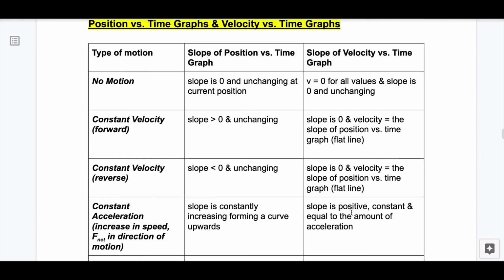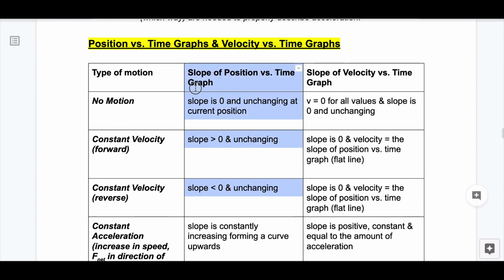So position versus time graphs. And we're going to look at just this column right now. On a position versus time graph, no motion would be a slope of 0. That's a horizontal line. Constant velocity would be a slope greater than 0 and unchanging, meaning the slope's not changing. And a constant velocity going the other direction would be a slope less than 0 and unchanging. If I had a curve of some sort or something that's not a line, then it's showing that there's not constant velocity. We're going to get into that, though, in our next cycle.